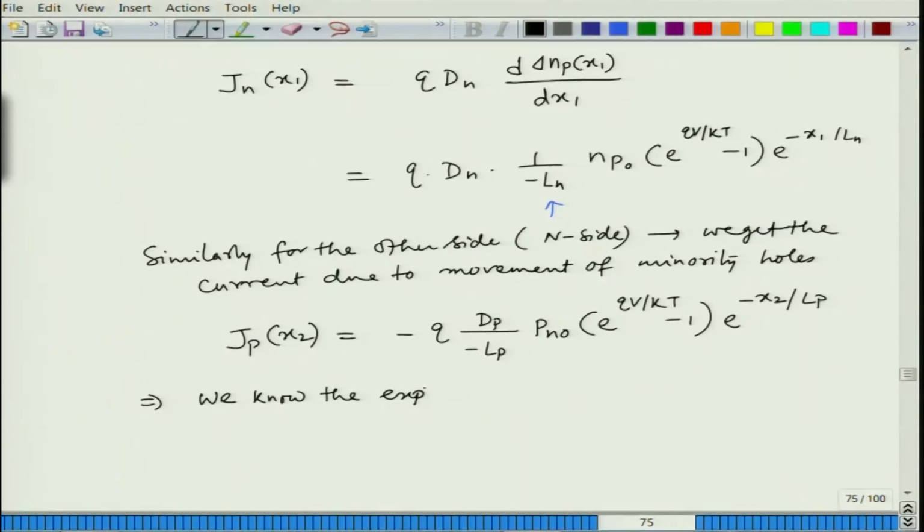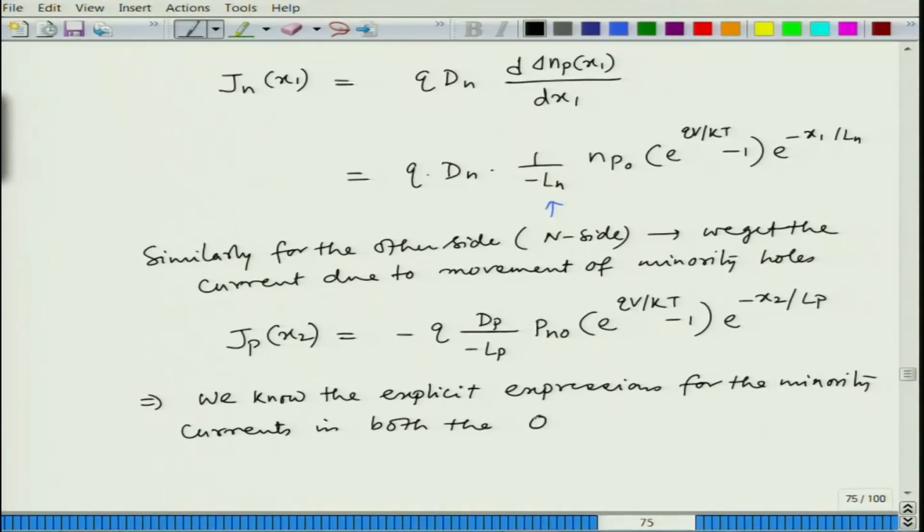Okay. So, now we know the explicit expressions for the minority currents in both the quasi-neutral regions, and that under a certain potential V. So, for the forward bias V is positive, for the reverse bias V is negative, but the expressions everything stays just as is.